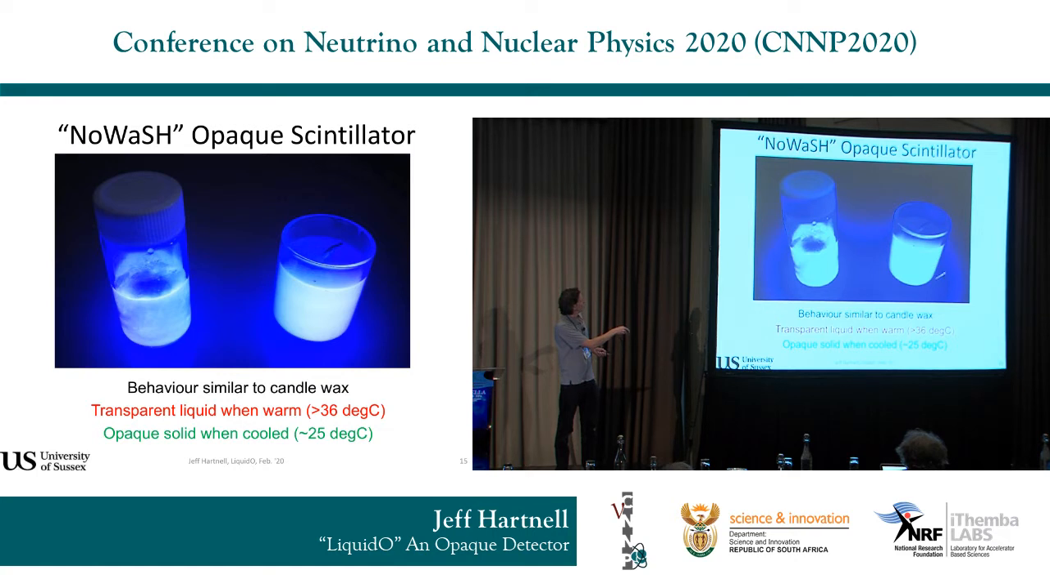This was partly done in jest, but this is the scintillator sample. Someone put a candle wick in it to emphasize the point that the behavior is very similar to candle wax. You have a transparent liquid when it's warm, and then it becomes an opaque solid when you cool it down. And so this really opens up a neat way to make a detector. You could set up a lattice of fibers, pour in your warm liquid, cool it down, and then you would end up with a solid, robust detector, which is not going to leak.